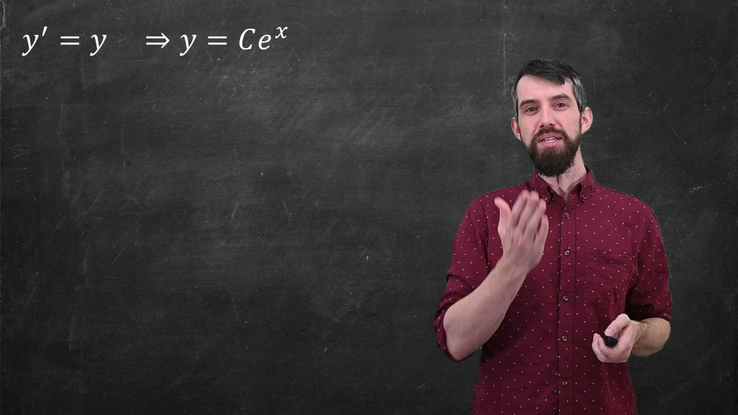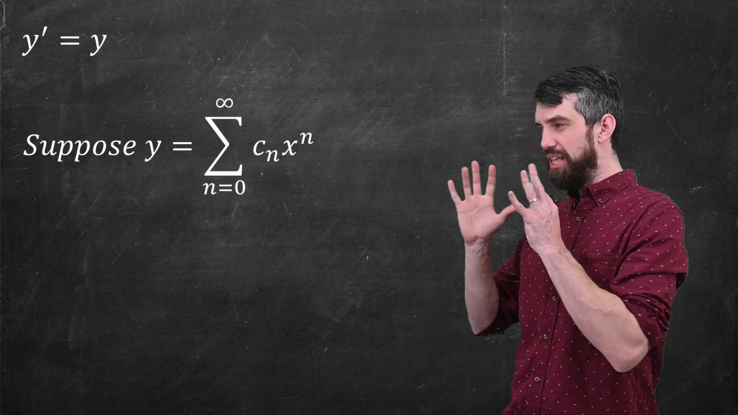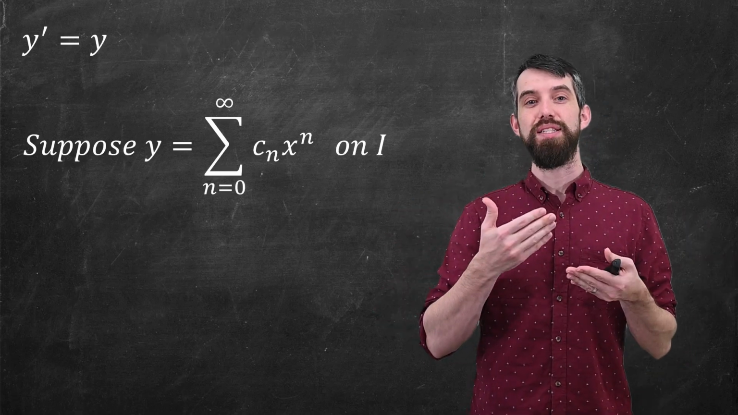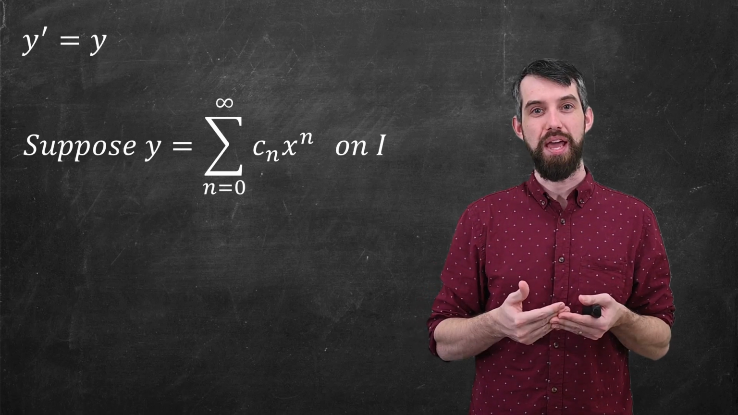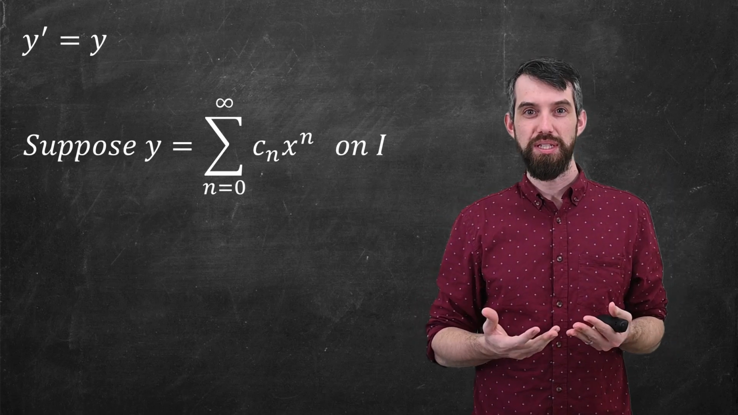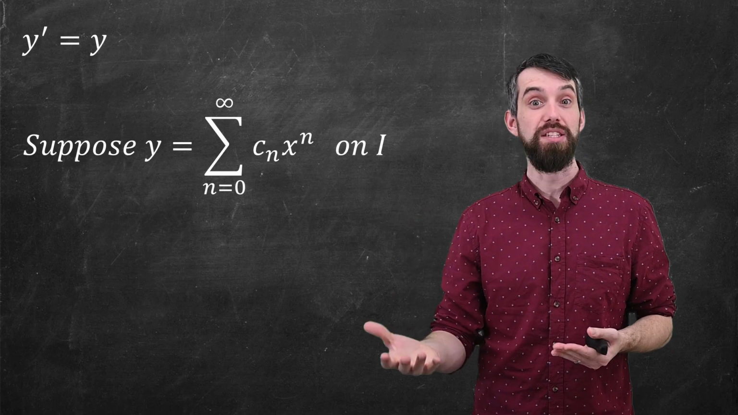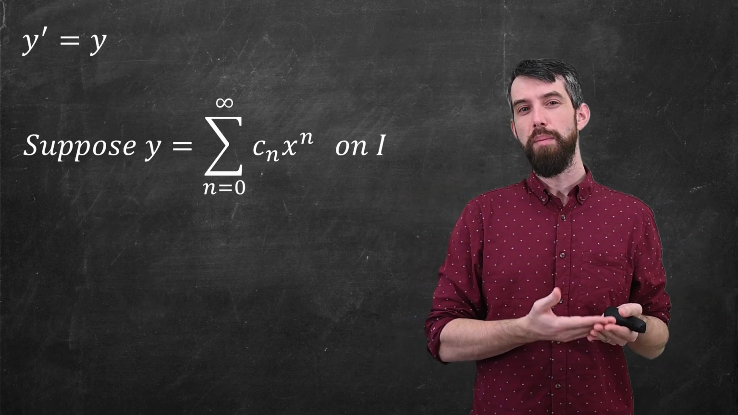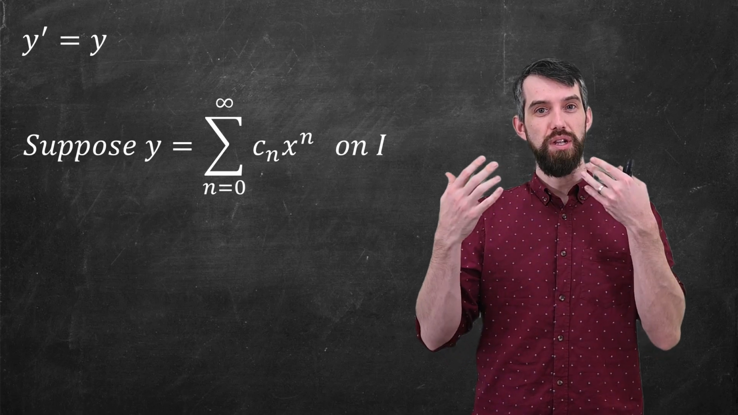That is, let me suppose a solution looks like this big mess, a sum from n equal to 0 to infinity of c_n times x to the n. This is a power series. It's a function of x in the sense that if you give different values of x, you get different values out of it. But the big question is a question of convergence.